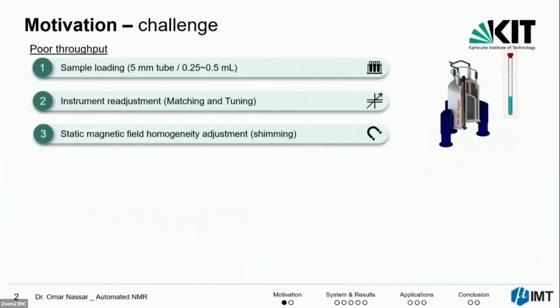So currently NMR spectroscopy is limited to single sample measurement, where a sample with a typical volume from a quarter to half milliliter is loaded inside the magnet. Then matching and tuning is done to adjust the instrument for the frequency of interest. Then shimming is done to adjust the homogeneity of the B-zero field.